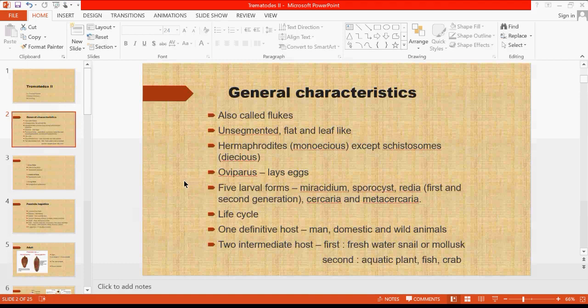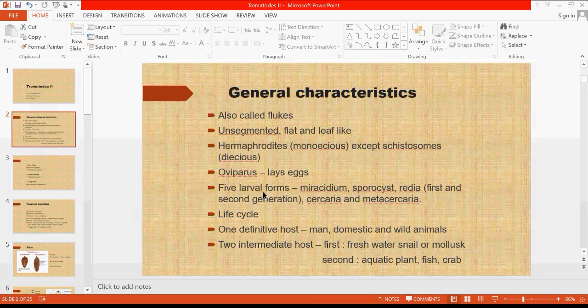Then again they are oviparous. That means they lay eggs. So these are egg-laying organisms. The next is they have the larval form. So when you see the general characteristics of the trematodes, they have an adult form, the egg form, and the larval forms. That you must know. Why? Because depending upon this, you are going to explain the life cycle of these organisms. So that is important. Which form is present in which host? According to that, you must complete the life cycle. Therefore, this is important.